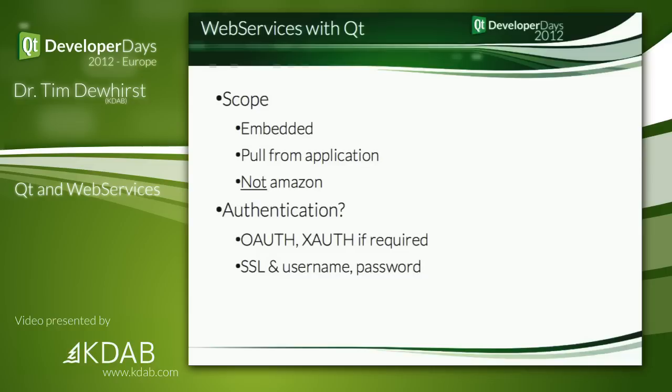So authentication, that's the big thing. Given the scope, if you want to create your own web service, it's unlikely that you actually need to go ahead and implement OAuth or XAuth. But it's obviously not beyond the realms of possibility, and it is well specified, and it's obviously doable in Qt. You also have SSL for encryption. You could just stick with basic authentication as well. You could just pass a username and password. It's entirely down to scope.